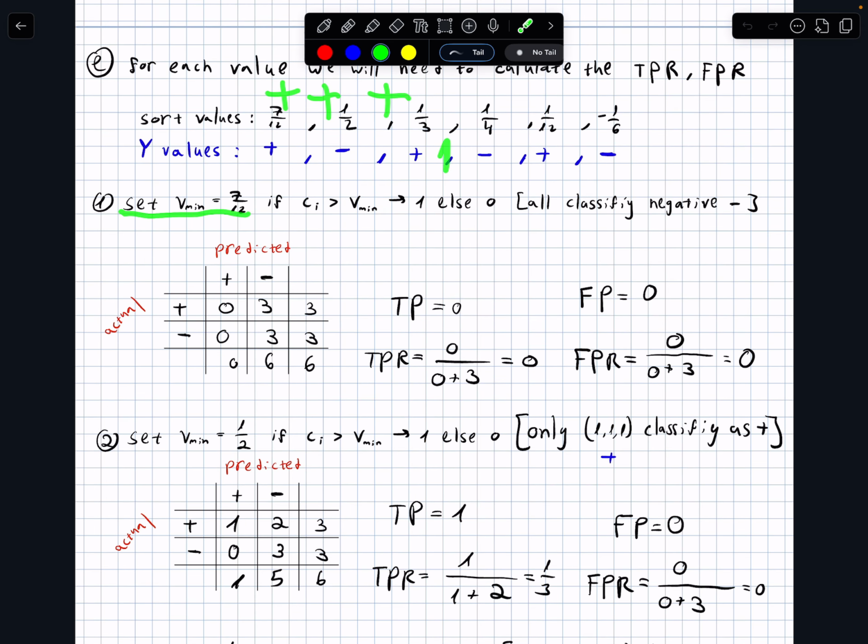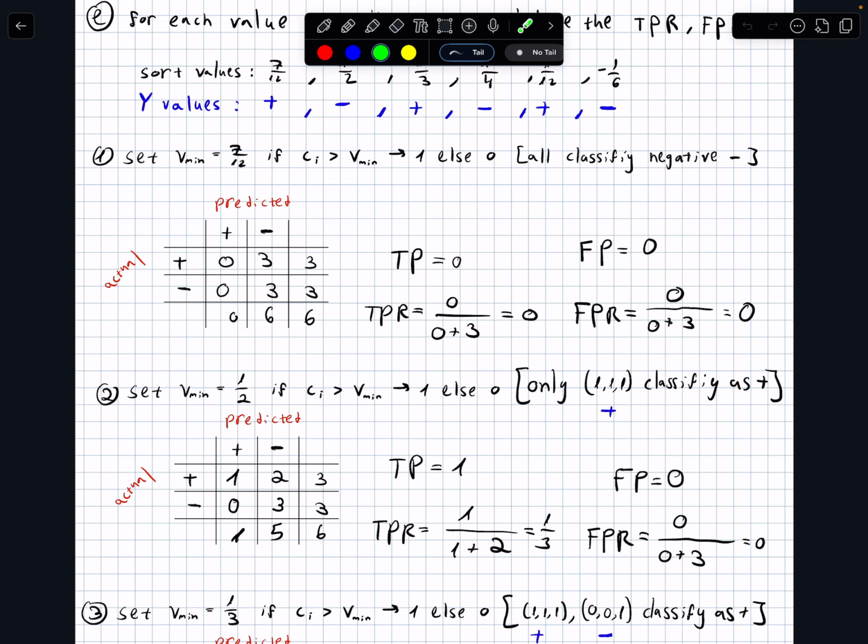First we set a value to be 7 divided by 12. If the value is bigger than the cutoff, then we set it to be plus, else it's 0, which is the same as minus. So all are classified as negative. For each one of them, I also wrote the true positive and the false positive value. True positive means we said it's going to be positive and it is actually positive. False positive means we said it's going to be positive, but we were wrong. Here we calculate the true positive rate and the false positive rate.